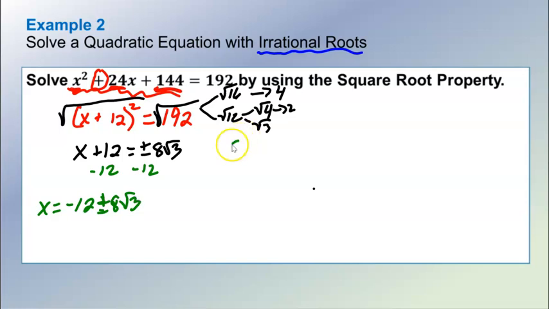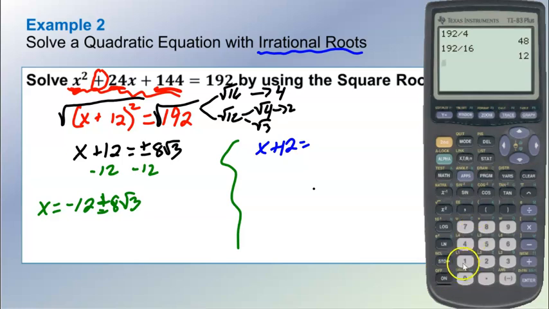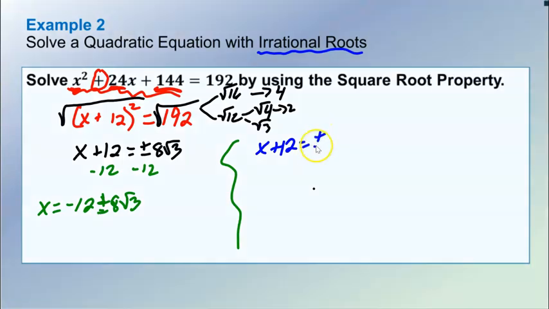Now, if I weren't going to find the exact answer, if I was just going to do an estimated answer, I would have x plus 12 equals, and we're going to do the square root of 192. So if we grab our calculator again, the square root of 192 gives us 13.856. I'm going to round it to the nearest hundredth, so 13.86. So this is going to be a positive and a negative 13.86.